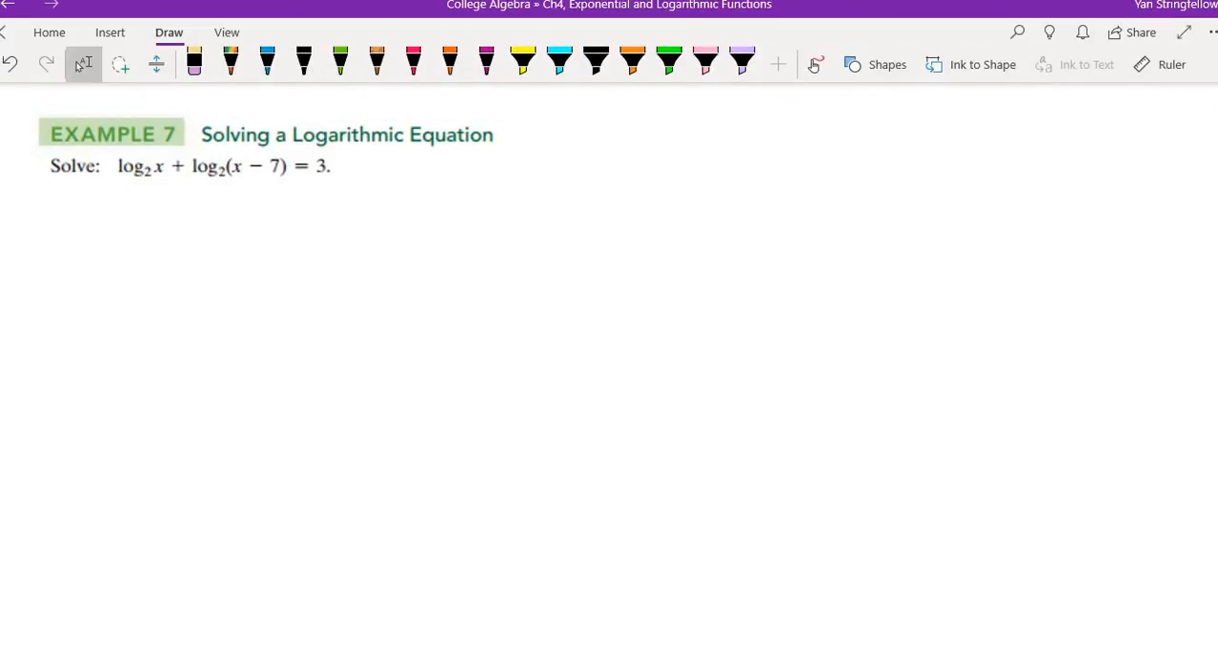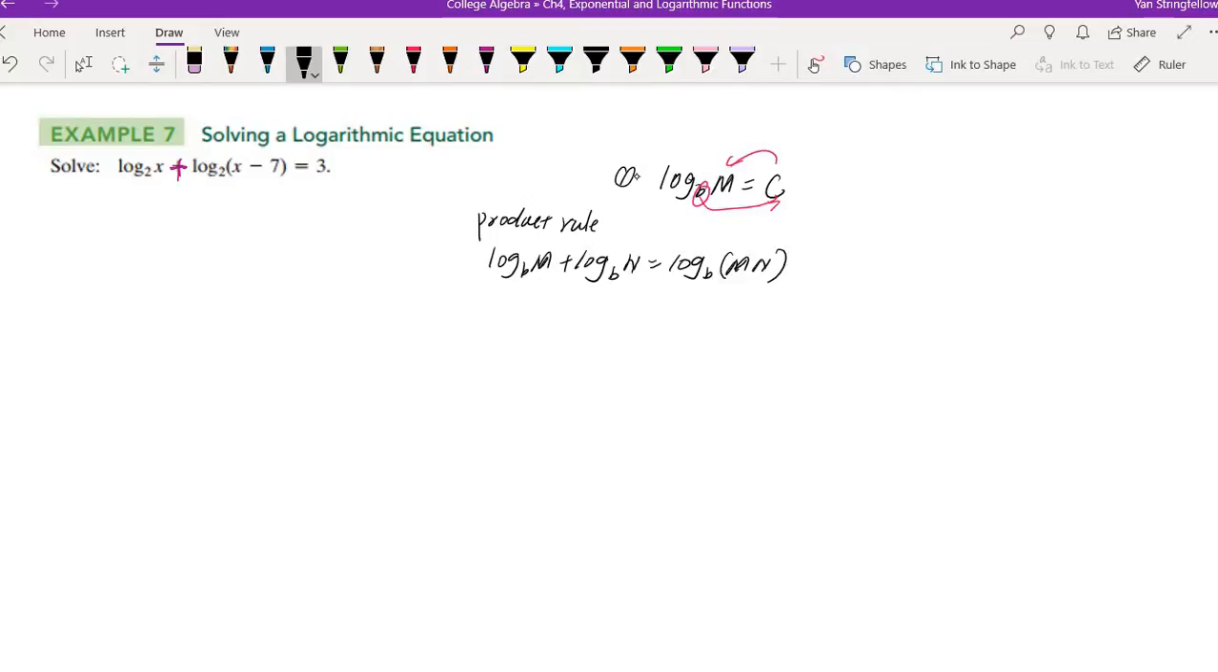Example 7. Here we have log base 2 of x plus log base 2 of x minus 7 equals 3. Recall, we want to turn this into the form log base b of m equal to c. So if you look at this, recall anytime we have the same base, and I have a plus, that means you can actually use the product rule. We learned this in a previous session.